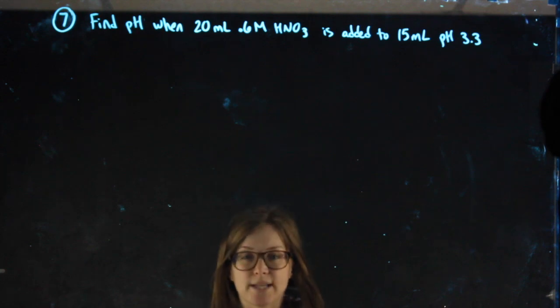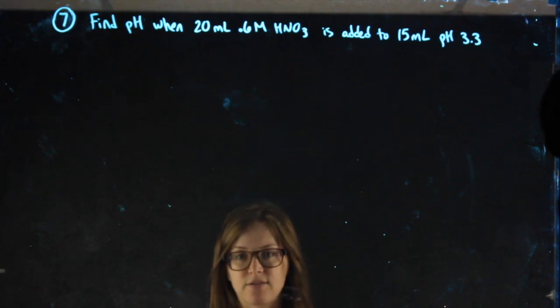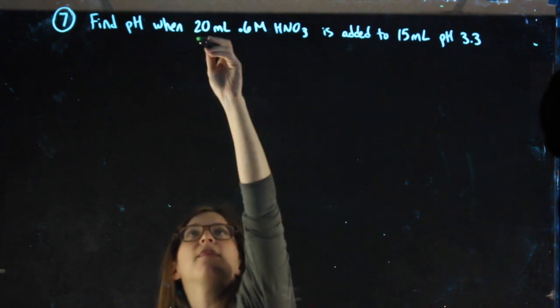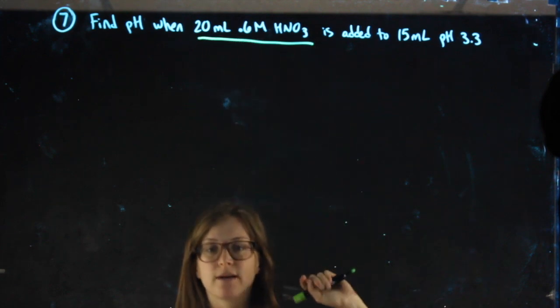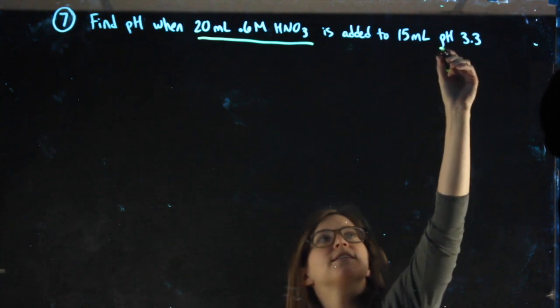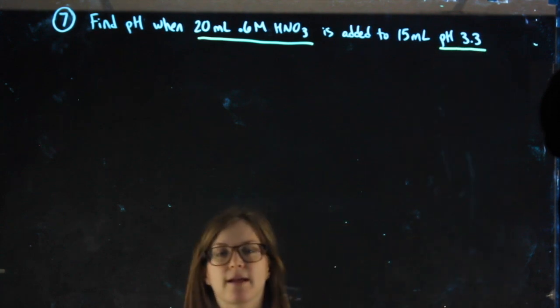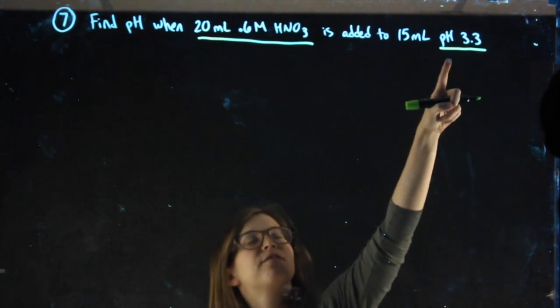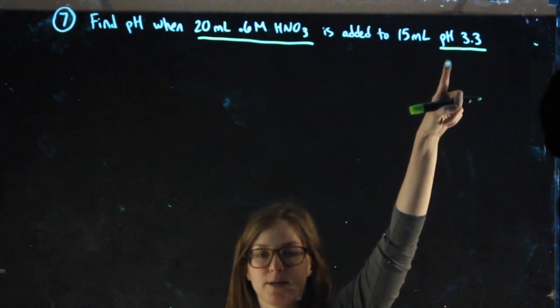Okay, this is an acid plus acid problem. It might be a little harder to identify than others. This we know is an acid, the HNO3. There's one of our acids. But this, it doesn't give us a name for it, so it doesn't say something like hydrochloric acid. The fact that the pH is below 7 tells me it's an acid.